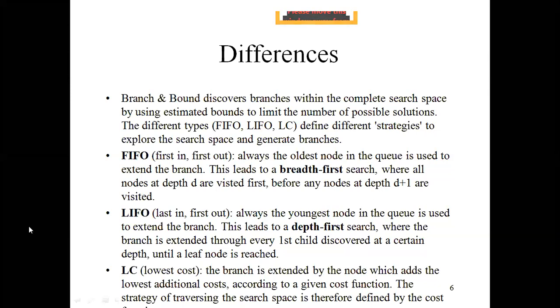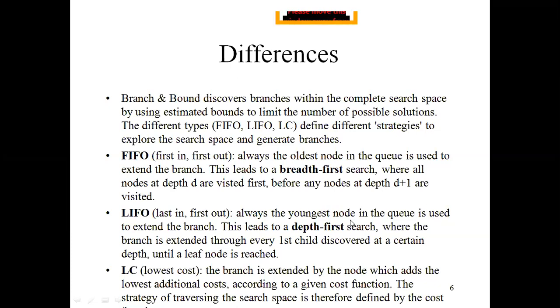LIFO, last in first out. Always the youngest node in the queue is used to extend the branch. This leads to a depth first search where the branch is extended through the first child discovered at a certain depth until a leaf node is reached.